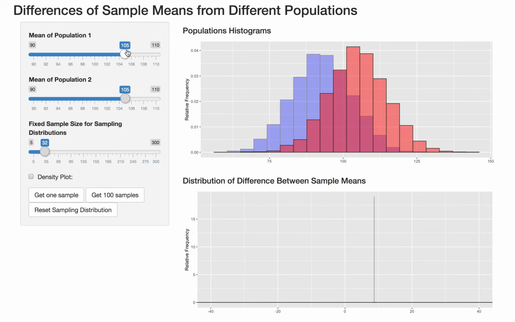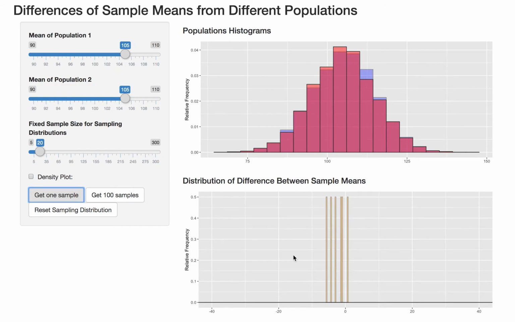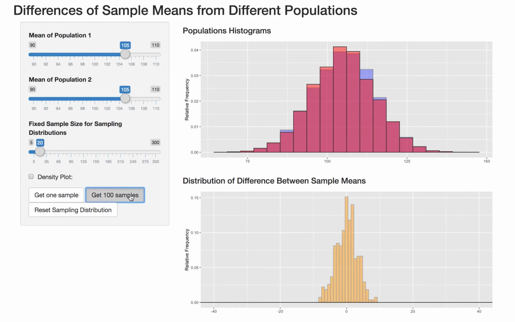Let's start for when the populations are essentially the same. So let's assume population 1 and population 2 both have a mean of 105. Now let's take a look at samples of size maybe 20. If I get one sample, I get something a little bit off of 0, and so you can see I'm slowly building my histogram of the sampling distribution for x1 bar minus x2 bar. And I collect a couple hundred samples, and I get a nice approximation for what my sampling distribution would look like.